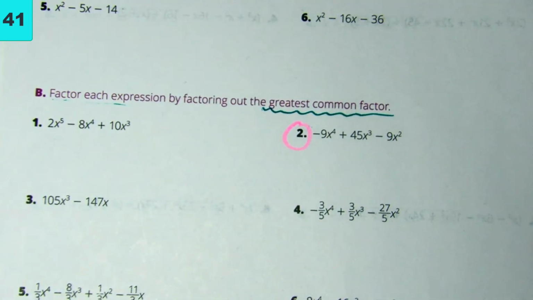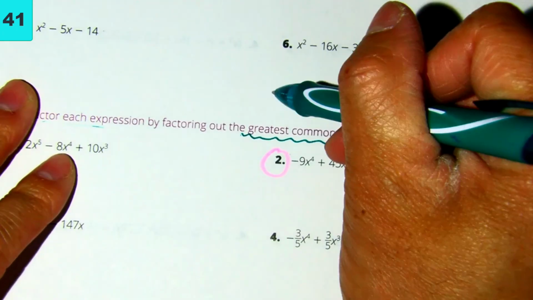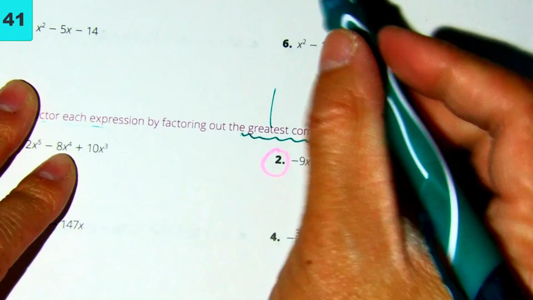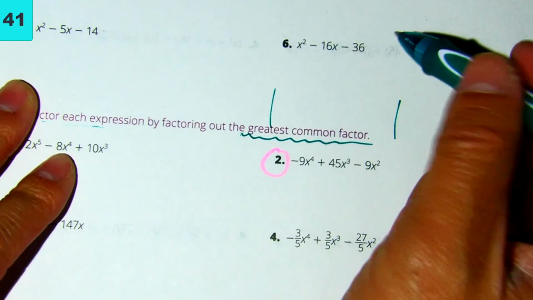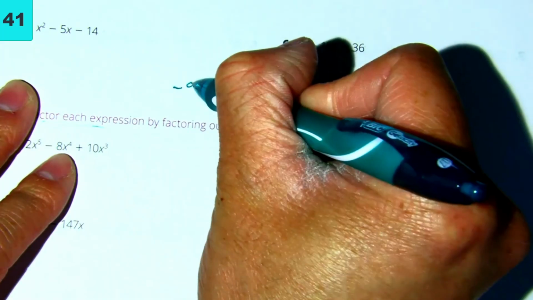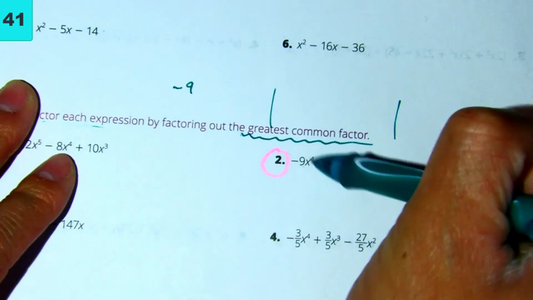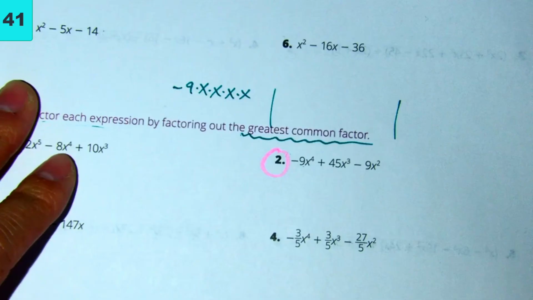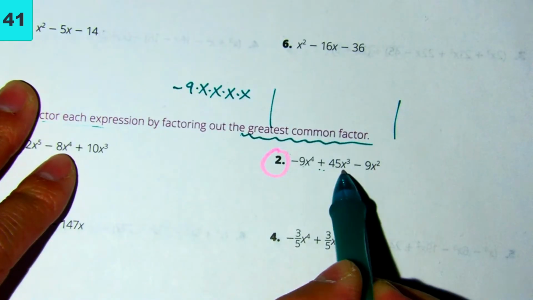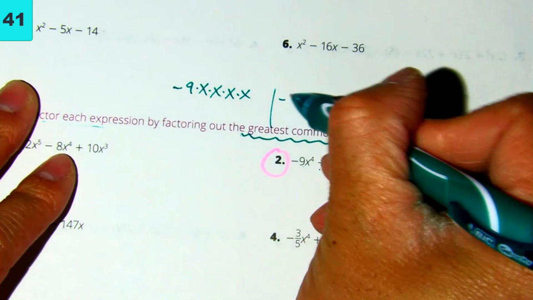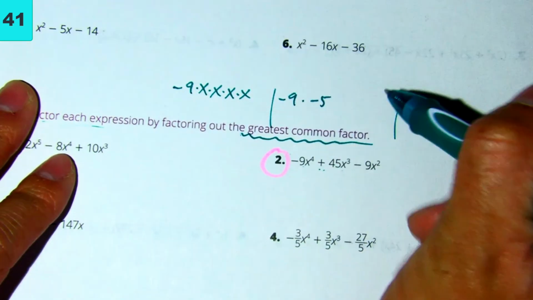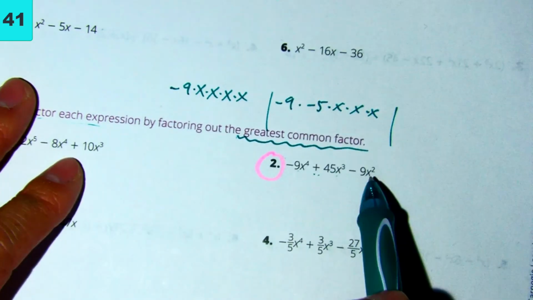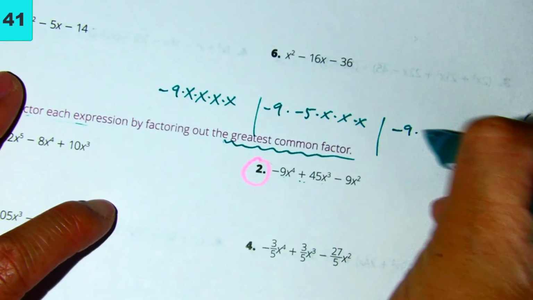Now this next step is going to be kind of painful, but it just shows you what it means to find the greatest common factor. Each student does not need to do this, but it might be helpful. Negative 9x to the 4th is negative 9 times x times x times x times x. Negative 45x cubed is negative 9 times 5 times x times x times x. And negative 9x squared is negative 9 times x times x.